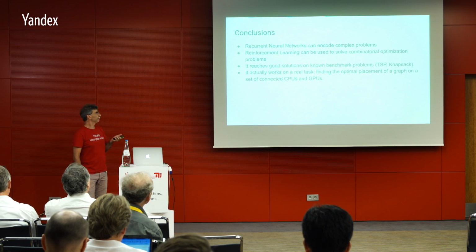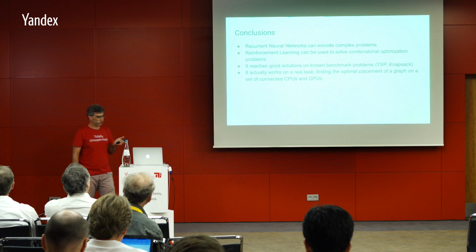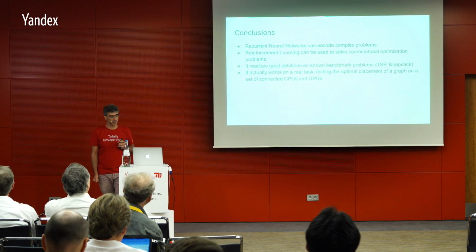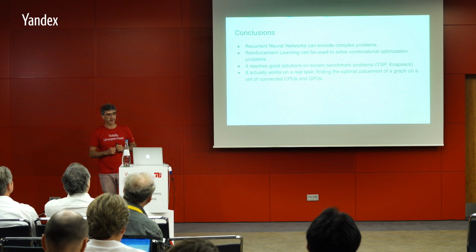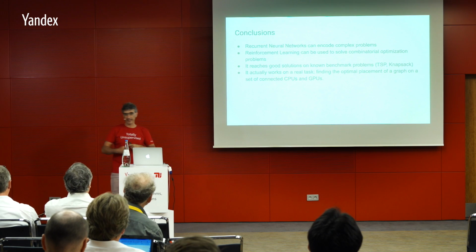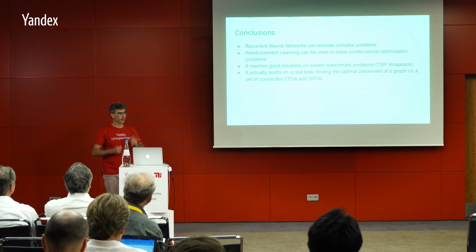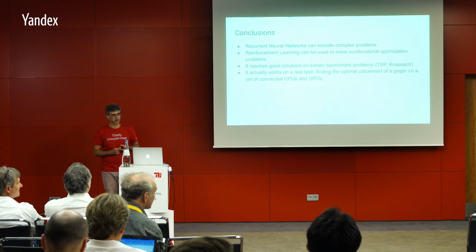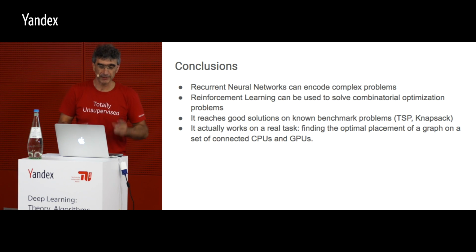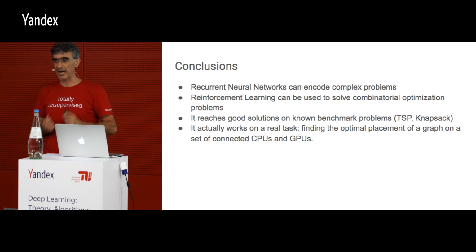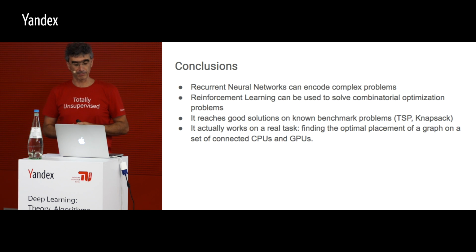So I'm at the end of my talk. What I wanted to say was, sure, recurrent nets can encode very complex problems. That's great. We can actually encode anything we want with them. We know that, thanks to LSTM. Thanks, Seb. But reinforcement learning here is very useful because we can now optimize for things that are actually hard to optimize, in particular some of these combinatorial optimization problems.